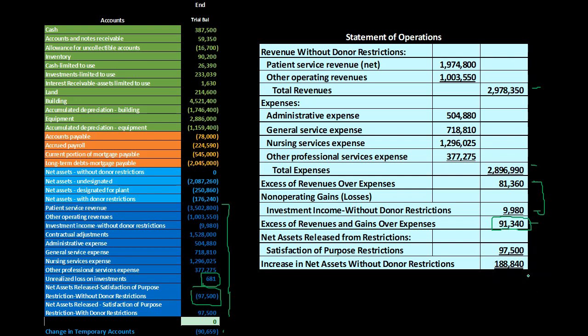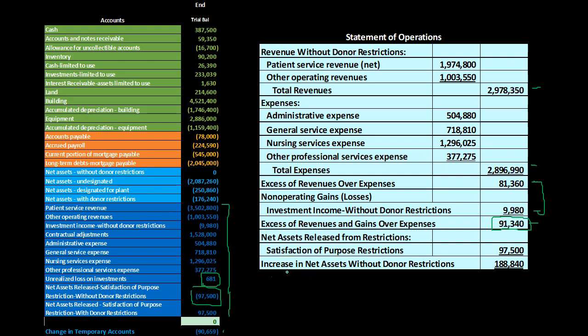So again, bottom line is this number is basically closest to what we would think of as our net income number. We're adding this number to the amount that was released from restriction to get to another kind of number that could be useful for us, but it's called the increase in net assets without donor restrictions. So that's going to be our two.